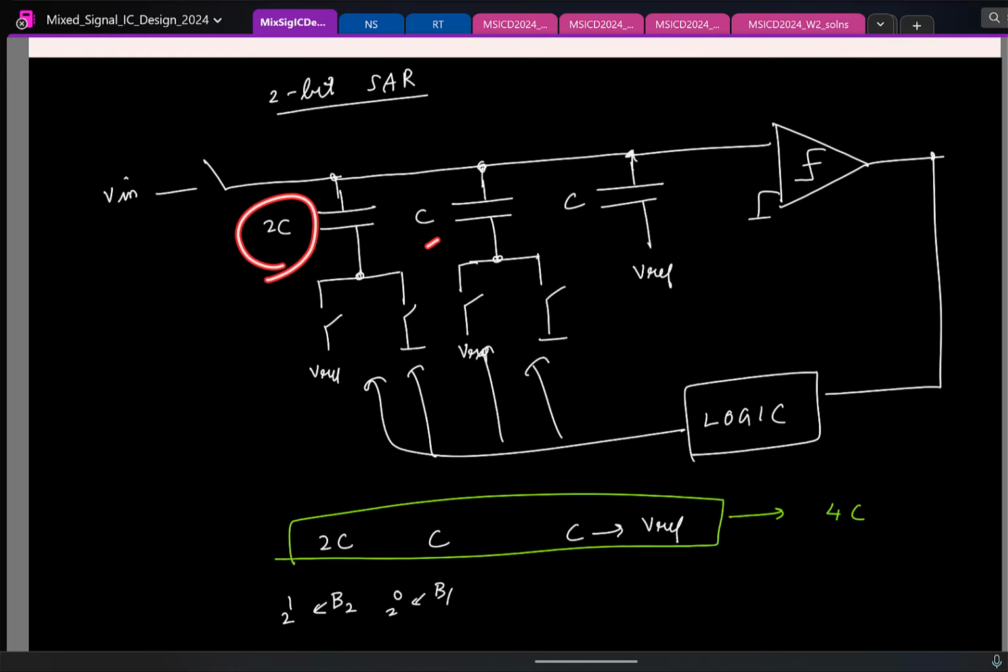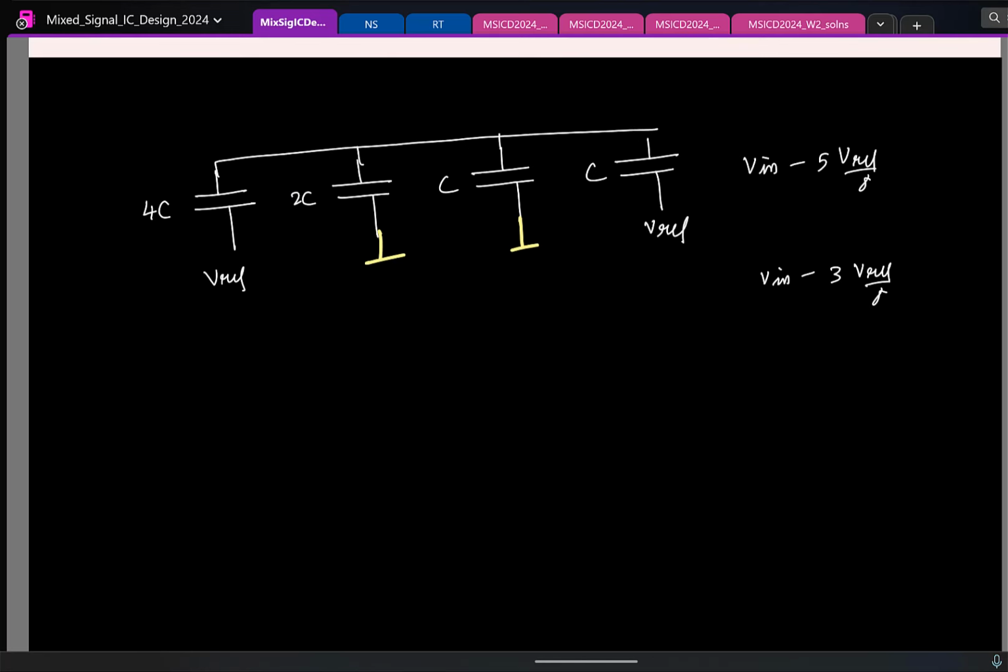So you start with 2 times C. For a 2-bit it's done. Similarly, for a 3-bit case you start with 4, 2 and 1. And the way we operate is, initially we put in an initial condition of Vin minus Vref across this entire capacitive array, and then we keep switching appropriate capacitors to ground to generate the required reference voltage.